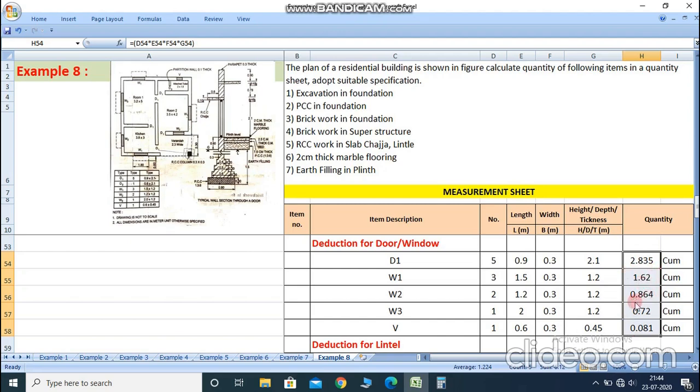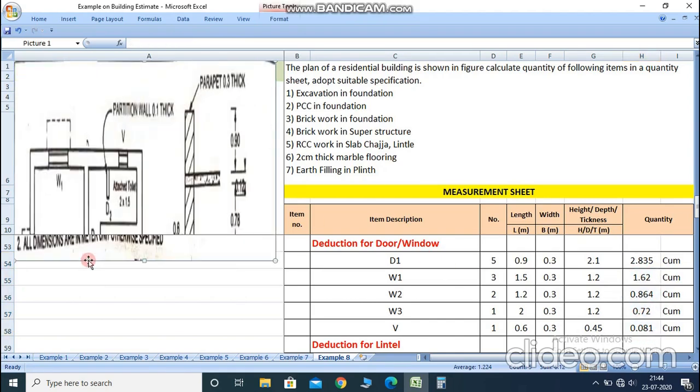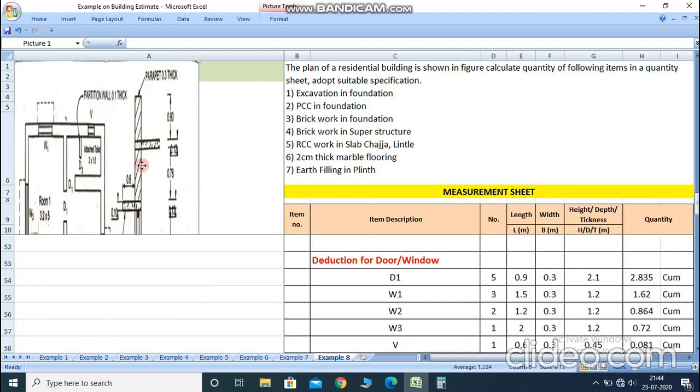1.62, 0.864, then 0.72 and 0.081. Now we calculate the deduction of the lintel.